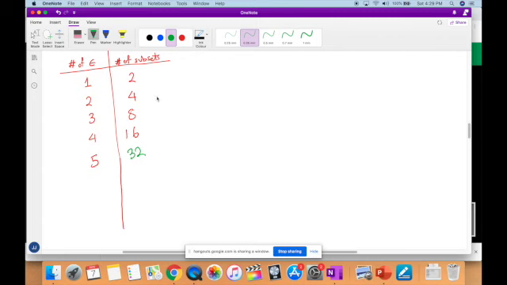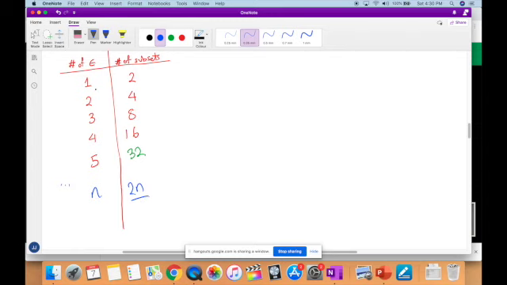Alright. So now here's the question. How many subsets would I have if I had n number of elements? N number of elements. N times 2? Yeah, so n multiplied by 2, 2n. Is that what you're saying, Shizzy?